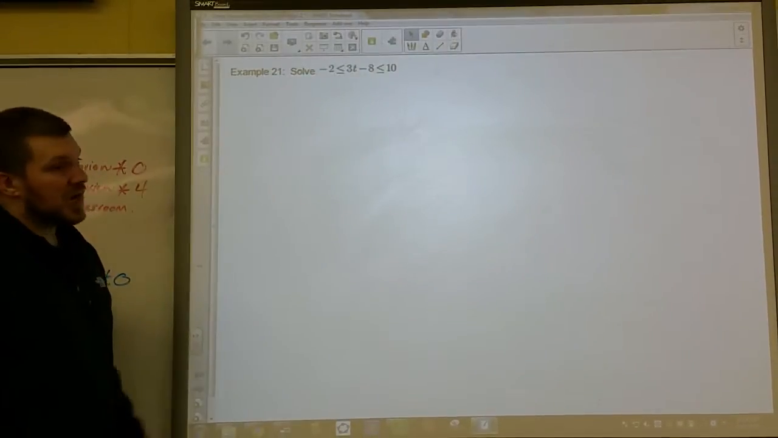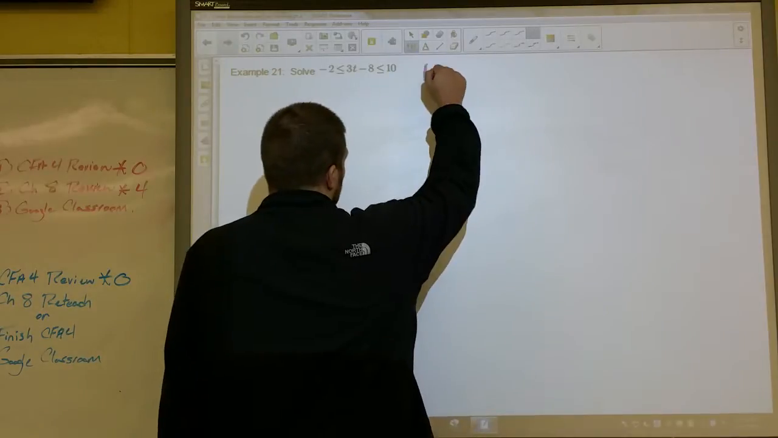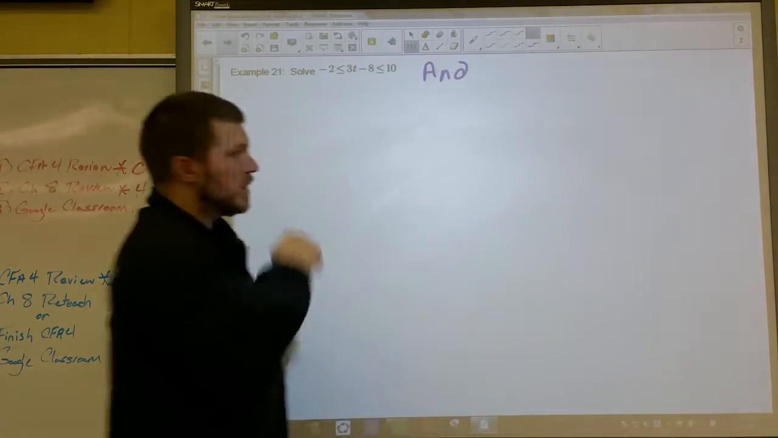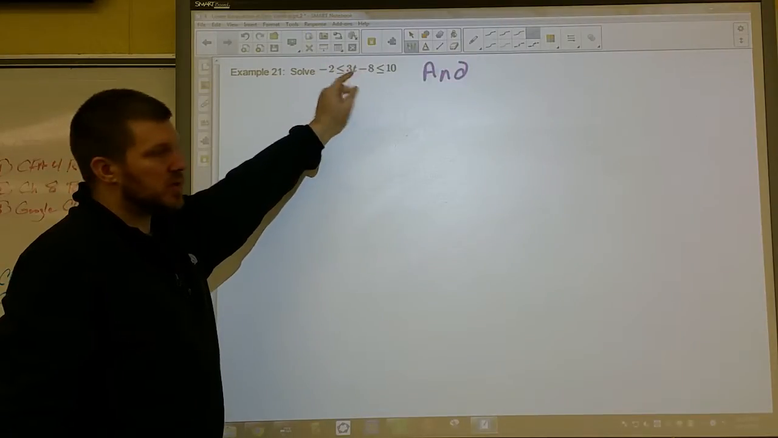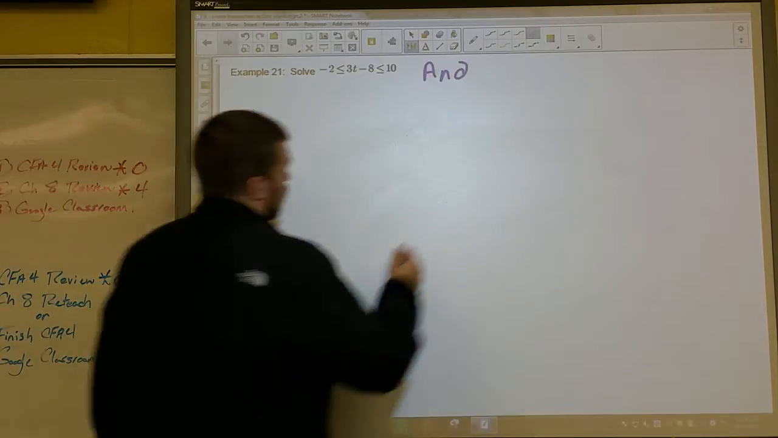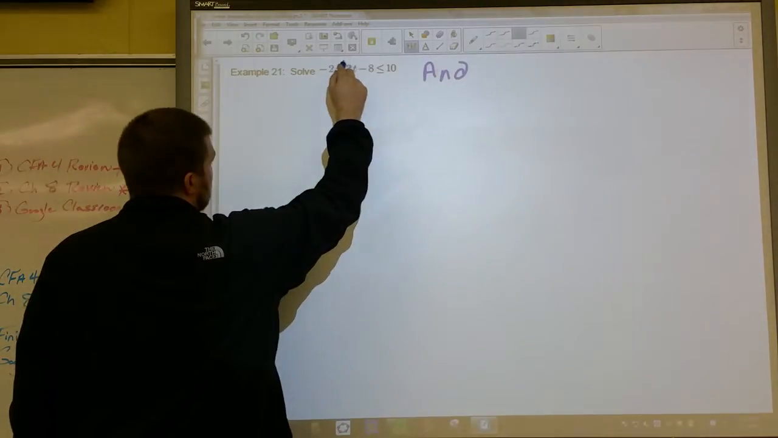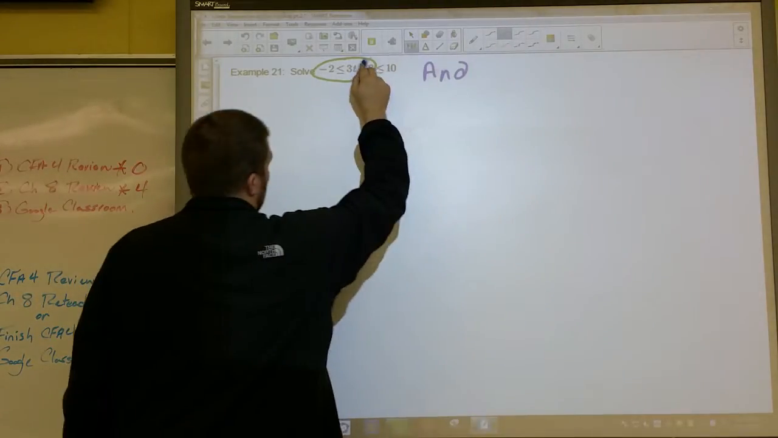Now let's solve this. I see my variable in the middle, so automatically I know this is an and problem, even though it's not written that way, even though you don't see the word and. The variable is in the middle of two inequalities, so it's an and problem. And what I'm going to do to solve this is actually split this up and write this as two separate inequalities. So I want to talk about this inequality, and I want to talk about this inequality.